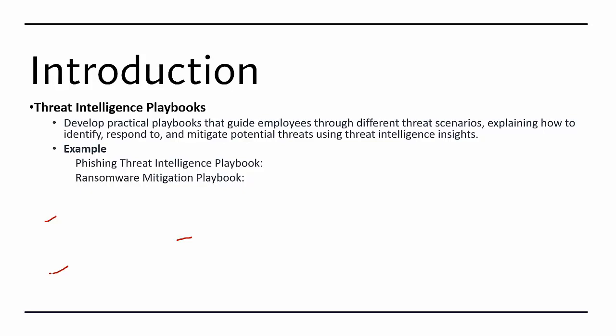I already explained one playbook. For example, here I'm taking two playbooks. One is called a phishing threat intel playbook, which talks about the step-by-step on how to identify phishing emails, analyze associated indicators, and report incidents. And then we also have a ransomware mitigation playbook, a playbook detailing actions you can take when facing a ransomware attack, utilizing threat intel for response and recovery.